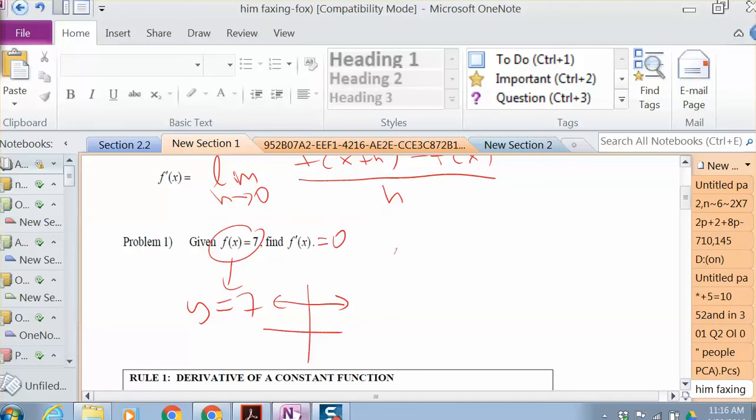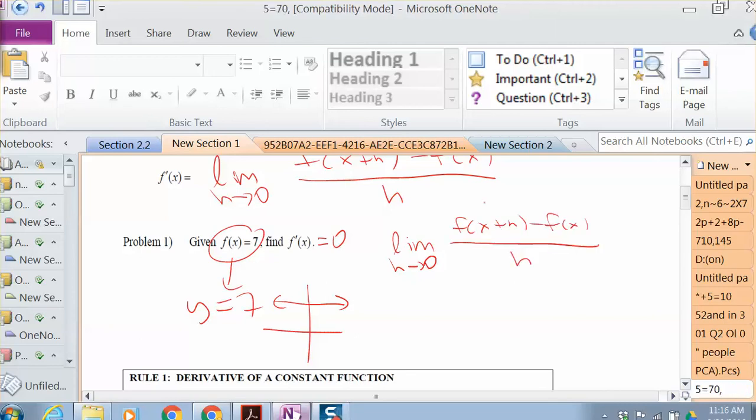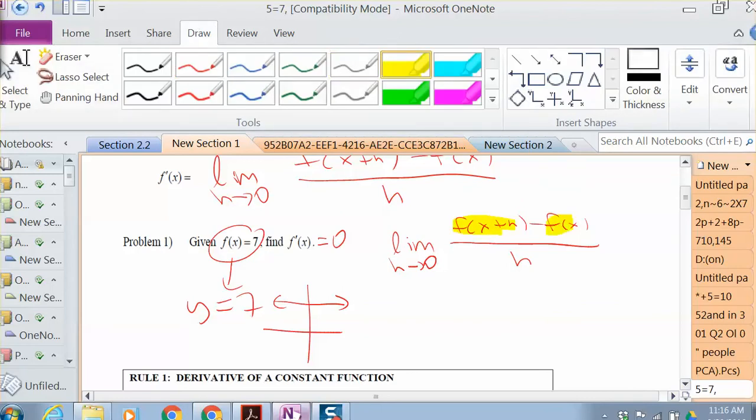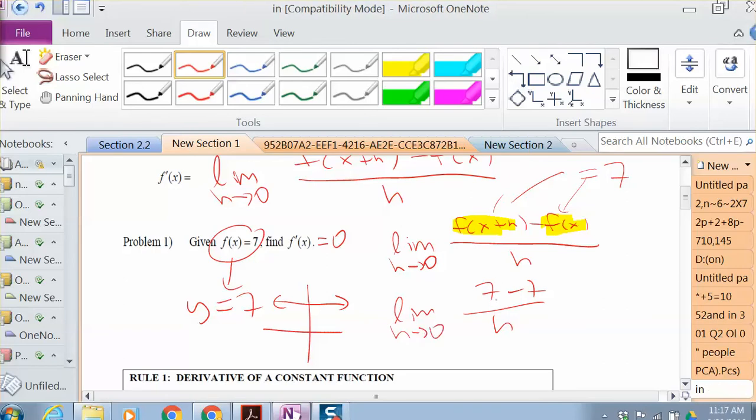If I were to actually do the limit definition, so remember f of x plus h minus f of x all over h, well, here's the deal. Your output's always going to be 7. So whatever this is, whatever that is, they're always going to equal 7. So you got 7 minus 7 over h. Taking the limit as h approaches 0. Well, basically, you just got yourself now the limit as h approaches 0 of 0 over h, which just gets us 0, because 0 divided by anything is 0.